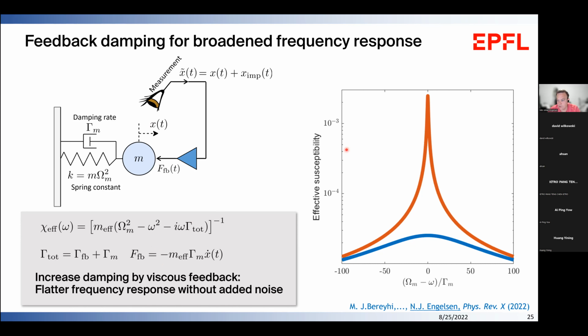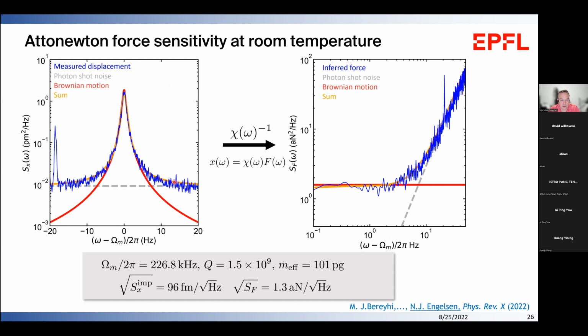So we can go from this very peaked red susceptibility with a line width of 100 microhertz to a broadened susceptibility, shown here in blue, that has a line width of 1 hertz. When we do this, we can much more easily measure the Brownian motion of the oscillator, and we managed to reach the thermal limited force sensing limit of our device, which has a frequency of 227 kilohertz and Q of 1.5 billion.